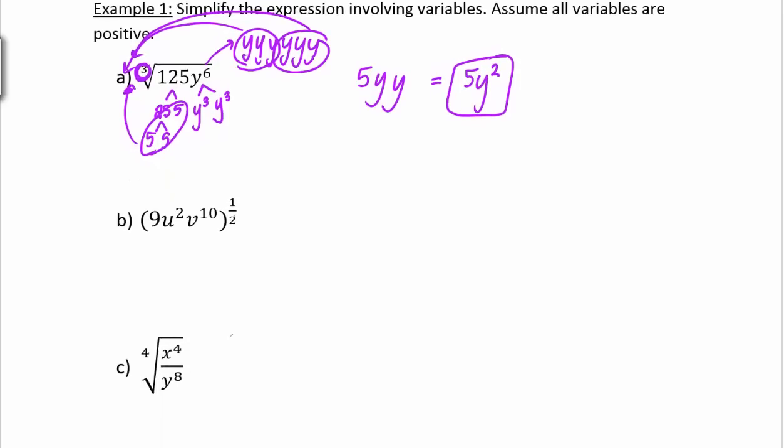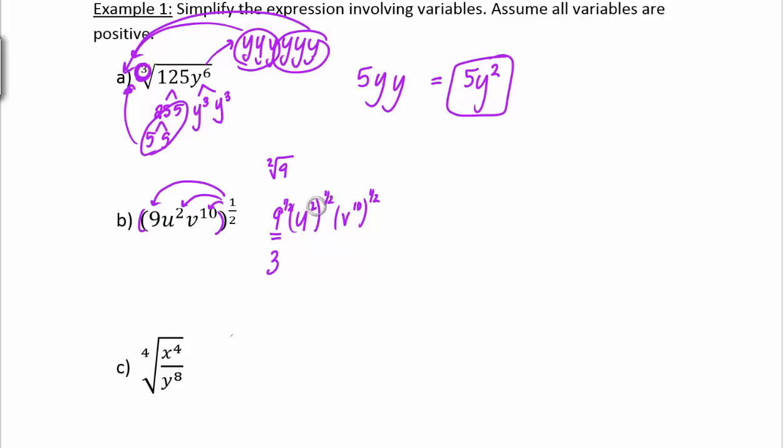Alrighty. Here I have a rational exponent. So remember, everything inside these parentheses is being raised to the 1/2 power. So that's 9 to the 1/2 power times u squared to the 1/2 power times v to the 10th to the 1/2 power. And then, if you remember, power to a power, multiply the powers. But very specifically, this 9 to the 1/2. Remember, 1/2 is also the same as the square root. So the square root of 9 is 3.